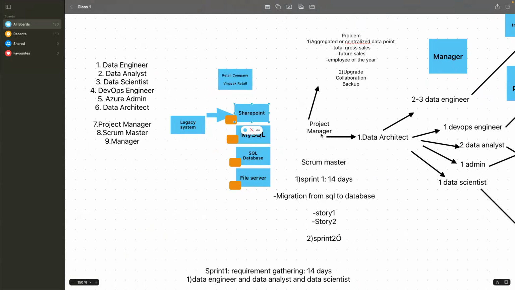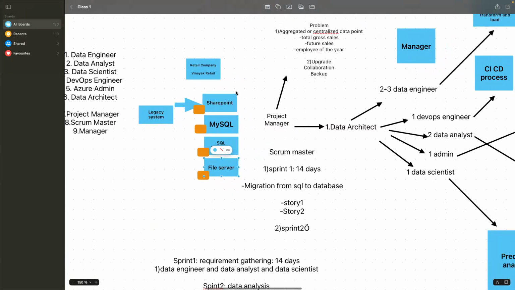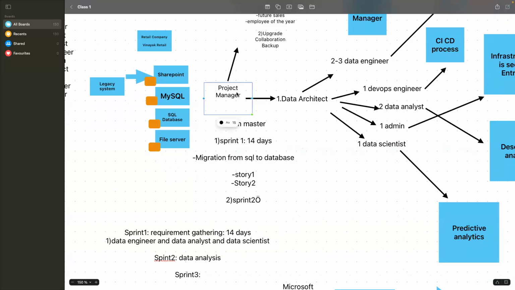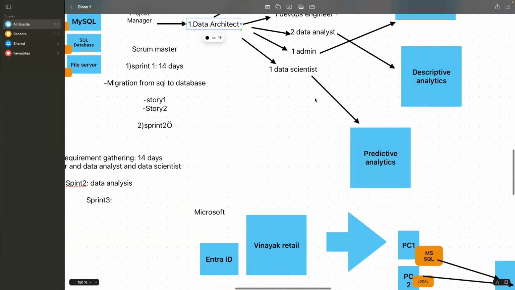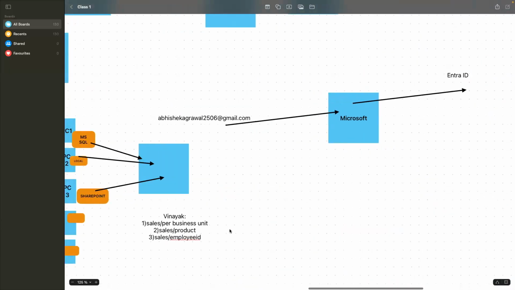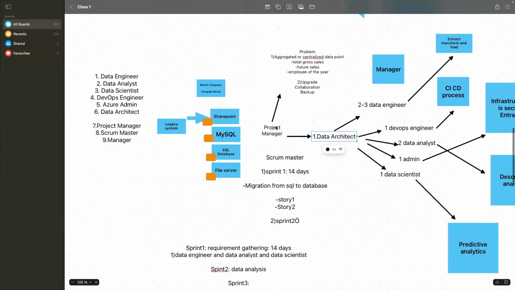Whenever you have a requirement, ideally a project manager will take that requirement. Suppose Vinayak will first of all need a project manager who will understand his requirement and give that requirement to a data architect. He will design the architecture diagram for how that particular problem statement can be solved. For example, how Vinayak can get reports on a day-to-day basis, like sales per business unit, sales per product, sales per business ID. How Vinayak Retail can get that information day-to-day, the project manager will understand.